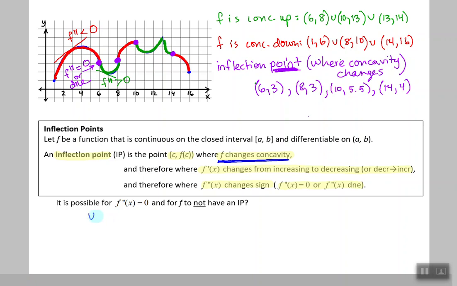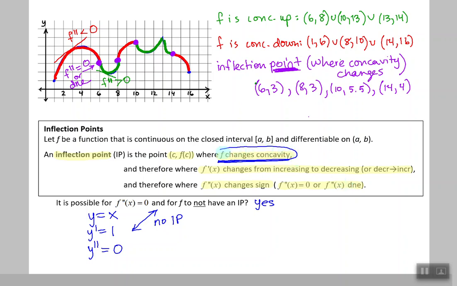How about simply y equals x? That's that straight line, looks like that. There are no inflection points on here. But notice, if I take the first derivative, I get 1, and I take the second derivative, and I get 0. The second derivative equals 0, yet there are no inflection points. So keep that in mind. Is it possible for the second derivative to equal 0 and for a function to not have an inflection point? Absolutely yes.